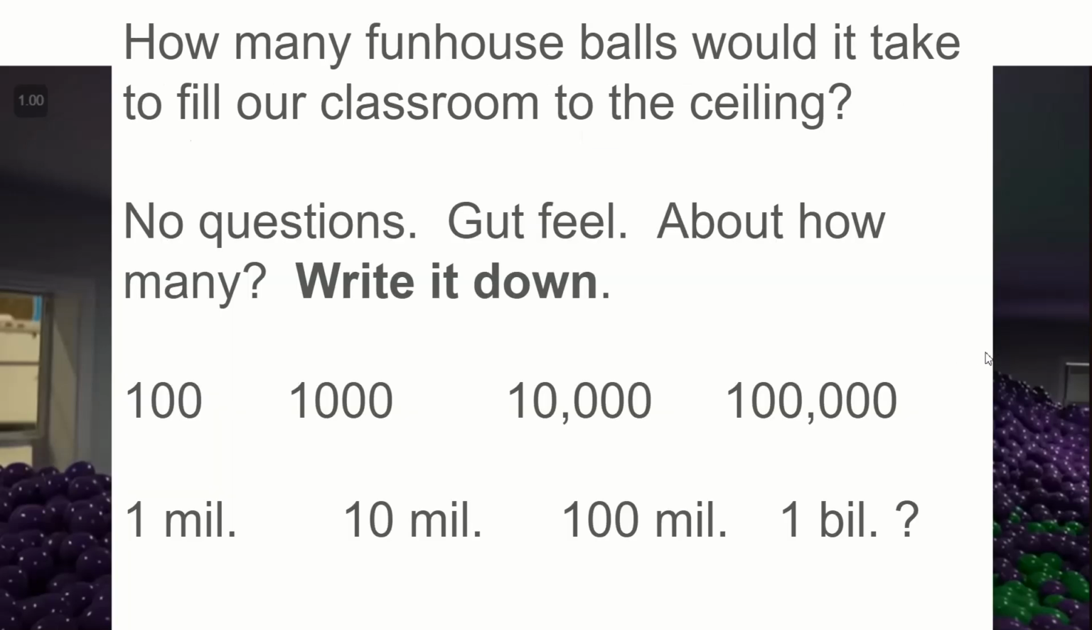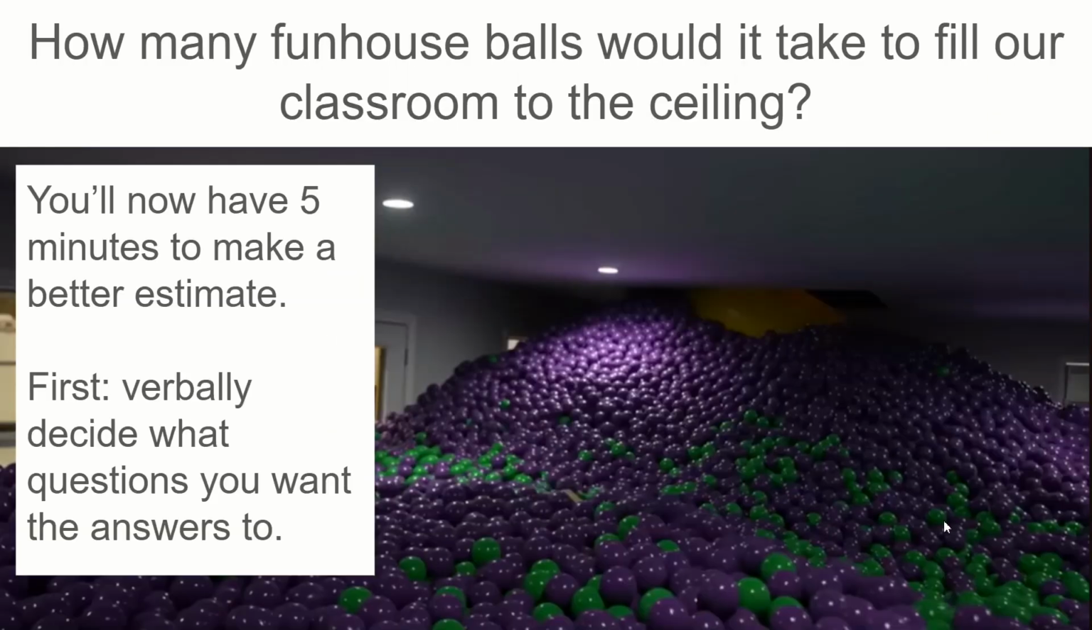So if you want to play along, you can do this. Write down your gut feeling, order of magnitude. Is it like 1,000, 10,000, 100,000, a million, 10 million, 100 million, a billion? Where is it? People in the class guessed all kinds of stuff. It was a huge range. And then they used a QR code to make their predictions.